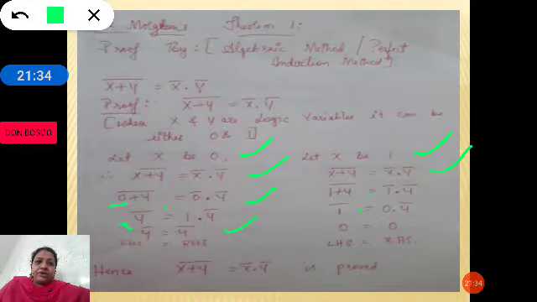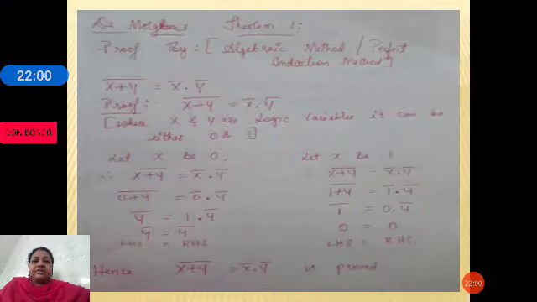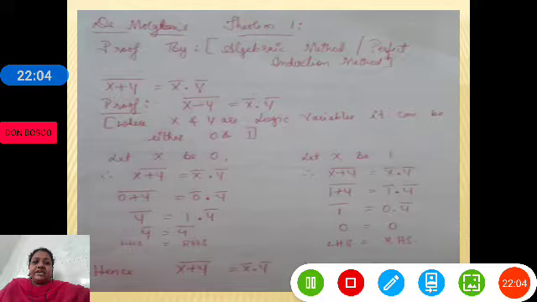So we will have 1 bar, and then instead of 1 we are replacing with 0. 1 complement is 0. 0 ANDed with y bar is equal to 0. As you can observe here, in LHS and RHS we are getting the same answer, that is 0. So hence we have proved the first De Morgan's theorem using perfect induction method.